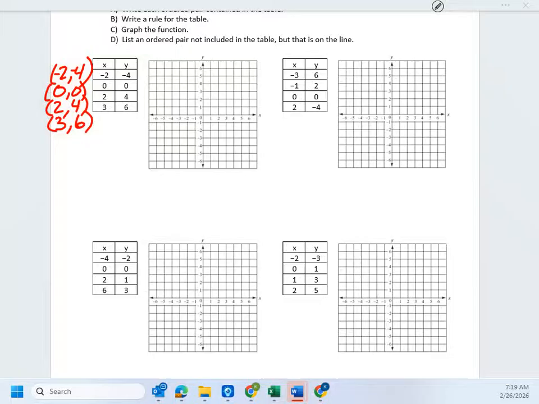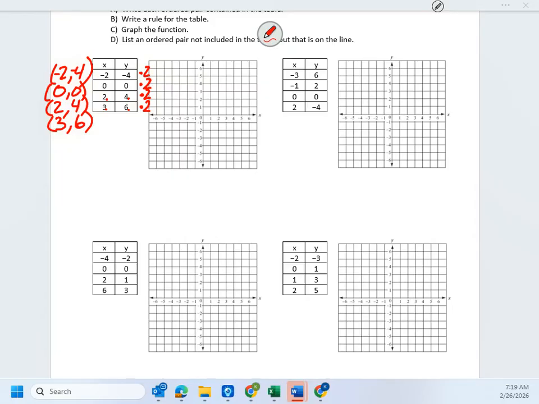So then I need to look and say, am I multiplying or dividing? Because adding and subtracting didn't work, so now I have to look at multiplying or dividing. So to go from 3 to 6, I can multiply that by 2. To go from 2 to 4, I multiply that by 2. To go from 0 to 0, can I multiply that by 2? 0 times 2 is 0. That would work. Negative 2 times 2.